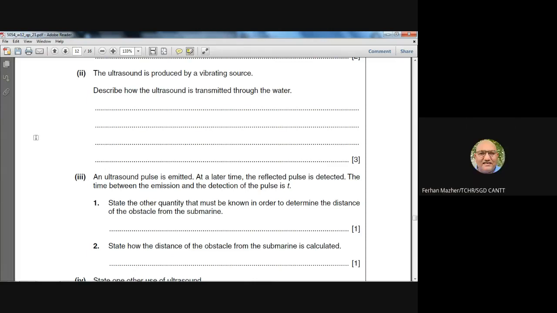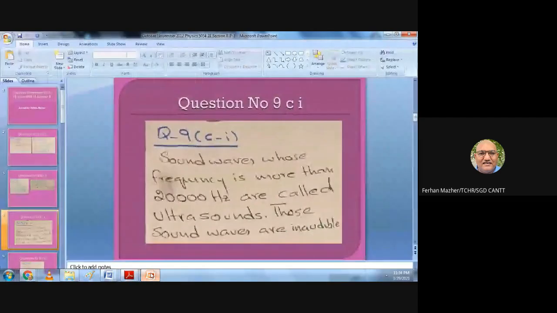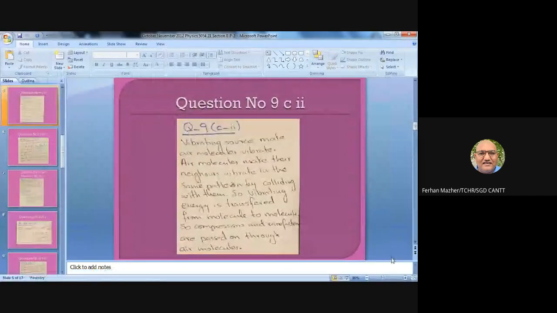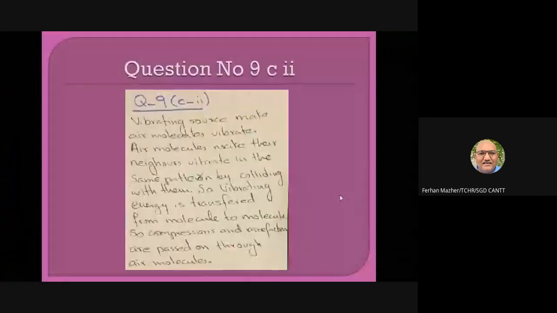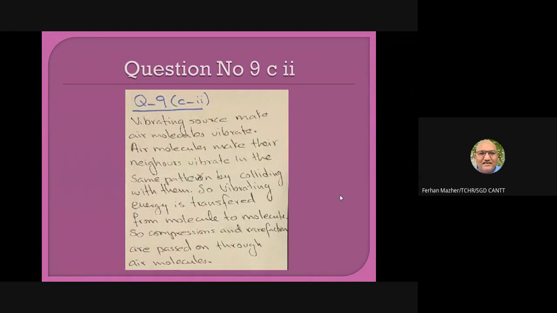It's a 3-mark question, very important. Let me first of all see what I have written as an answer. Then we will see what the marking scheme says. So the vibrating source makes air molecules vibrate. Air molecules make their neighbors vibrate in the same pattern by colliding with them. So vibrating energy is transferred from molecule to molecule. So compressions and rarefactions are passed on through air molecules.